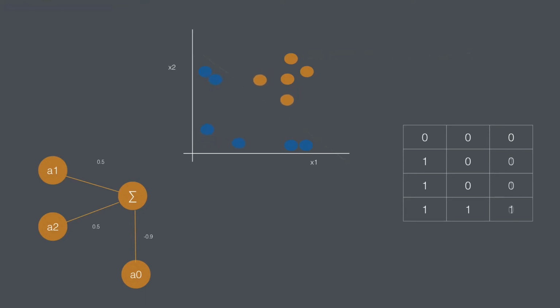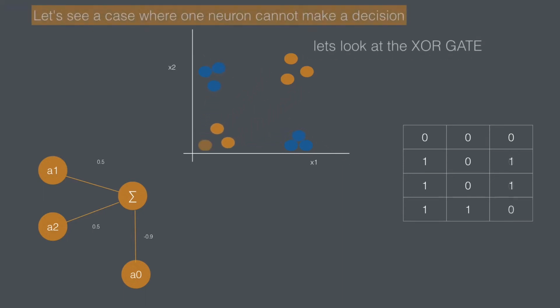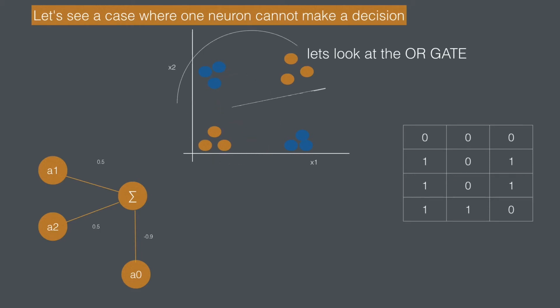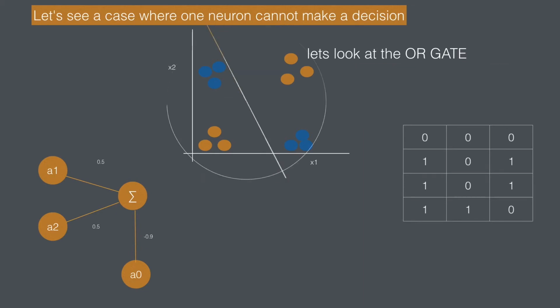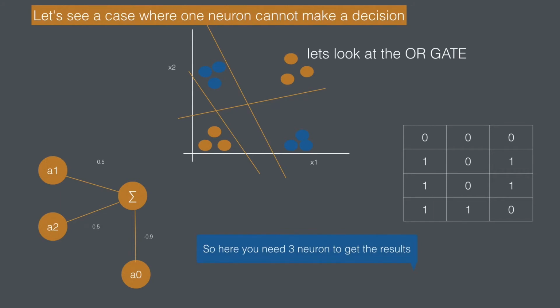But if you see an XOR gate, you cannot linearly separate them with just one line or one neuron, because there's no way to separate them. You can add other planes, but that will be in a support vector machine. Here you cannot do it with one neuron. You need three neurons to separate them. So in these cases, we can see the limitation of using only one neuron, and why we use more than one neuron in practical or real life situations.